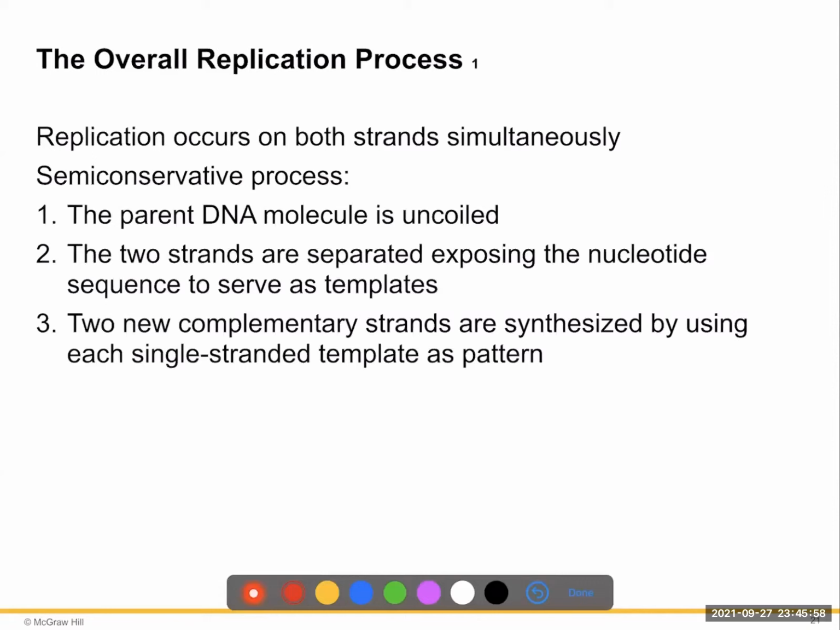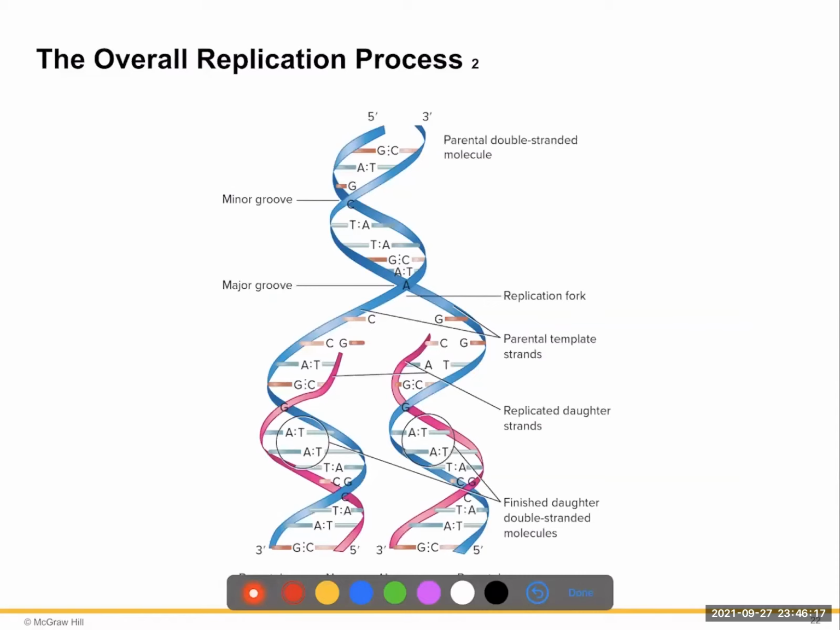So the parent DNA molecule is uncoiled. The 2 strands are separated, which exposes the nucleotides to serve as templates. And those nucleotides are now open because those hydrogen bonds are broken. And then 2 new complementary strands are formed. And then each of those strands forms together and creates a duplicate of your DNA. So it opens up just like this, it unzips. And then the DNA that exists serves as a template for a new strand to form.